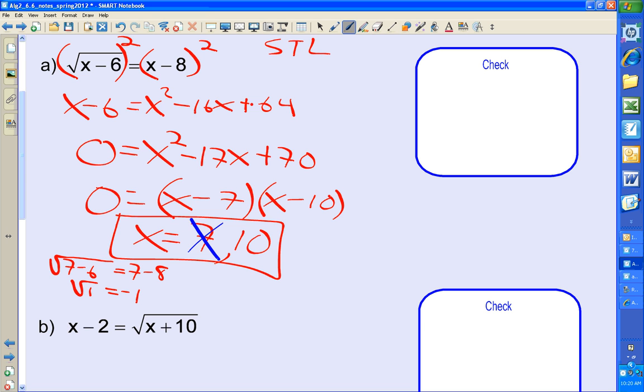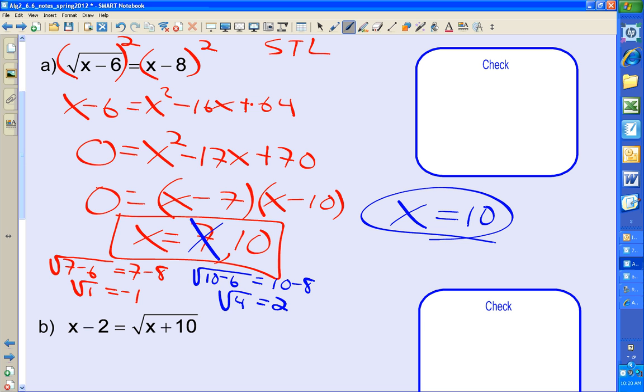So 7 is an extraneous solution. If we check the 10, the square root of 10 minus 6 is equal to 10 minus 8. The square root of 4 is equal to 2. Is that true or false? True. Your answer has to be x equals 10. And that's it. If you write 10 and 7, it's not going to work.